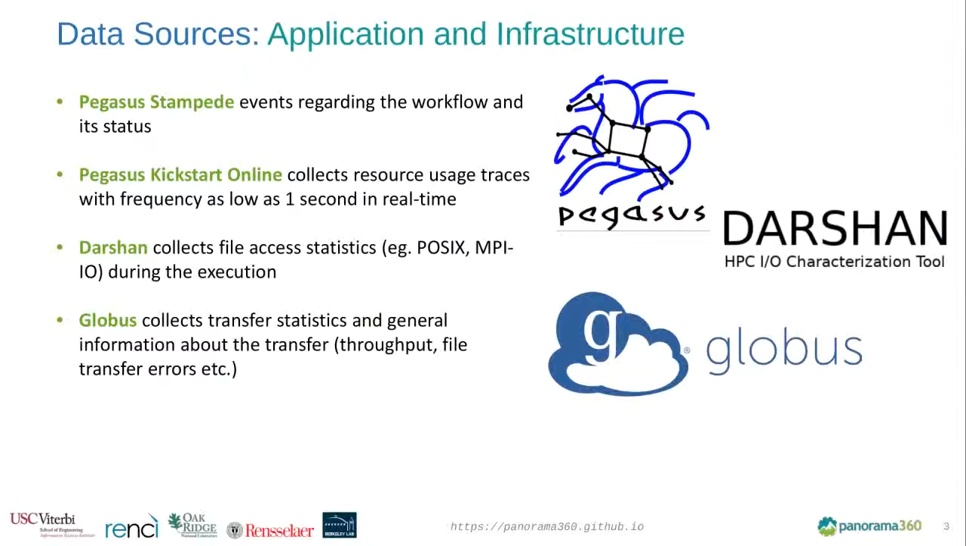Why we're branding this as end-to-end monitoring? What we want to say with that is that we're getting data from the workflow, and we're using Stampede for that. So we're tracking the status of the workflow as it progresses. We're also tracking the task as it executes. So we're getting resource usage traces with a frequency as low as 1 second. We're also getting data from the file system by using Darshan, and we're also collecting data from the Globus transfer service. So by doing that, we have a complete overview of the workflow as it executes.